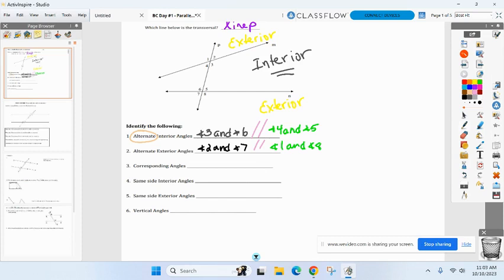I'm going to skip over corresponding because they don't have any of the vocab in there. So I'll do that last. All right, let's go to number 4, same side interior now. What do you think? Think you can identify at least 2 angles that would be considered same side interior? Anybody confident? What do you got? Angle 4 and angle 6. It's 4 and 6. Yep. And then how about on the other side, 3 and 5, everyone?